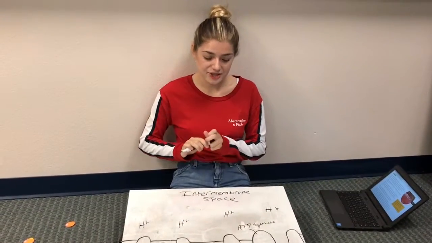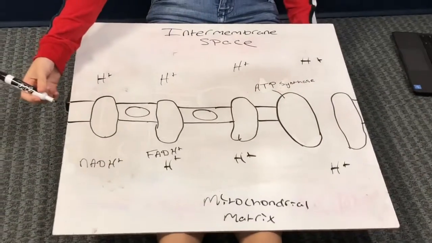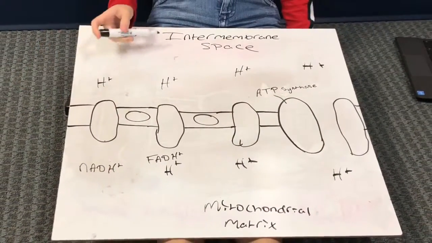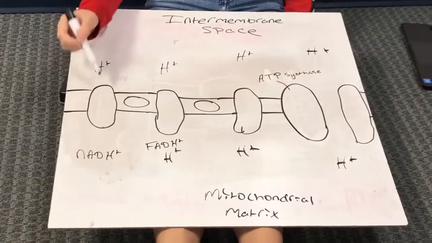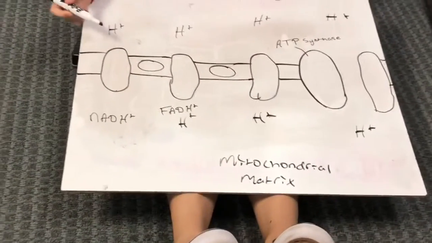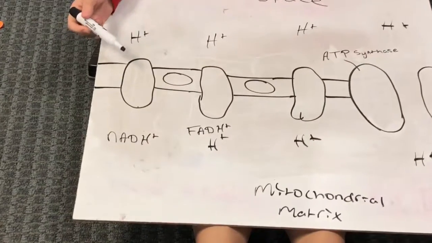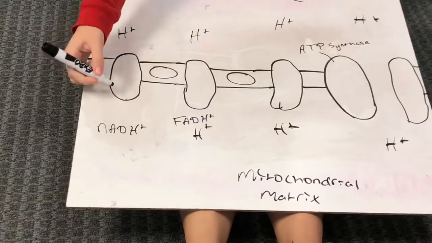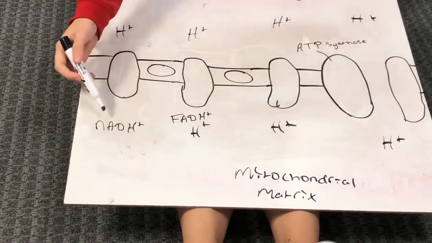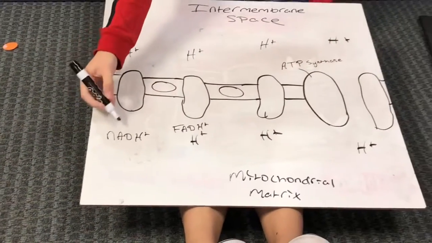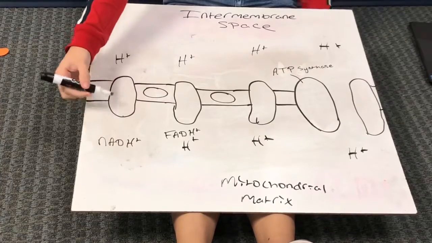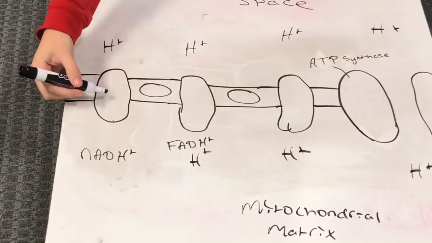Talking about the electron transport chain, which occurs in the inner membrane, between the inner membrane space and the mitochondrial matrix. So first we have these proteins right here, which are very specific to different molecules. The first one is specific to the NADH molecule. And what happens is the electrons from this go up and they go into the protein.